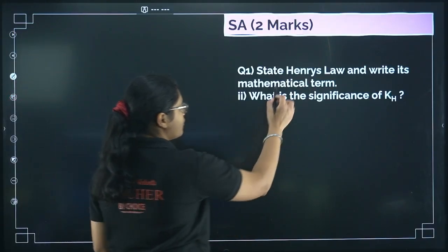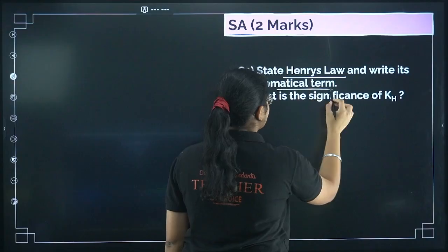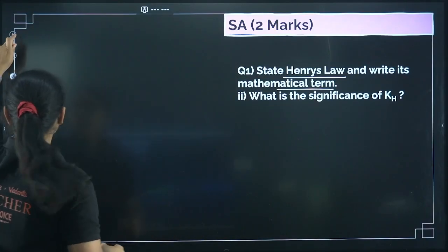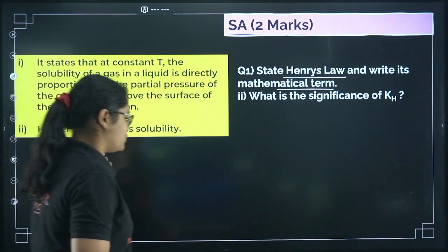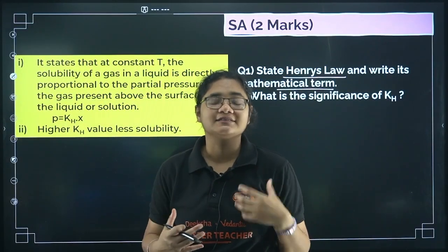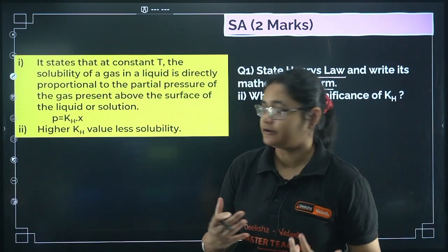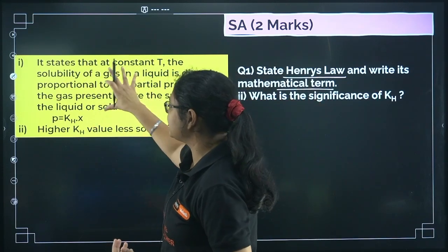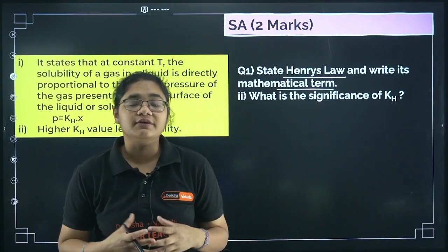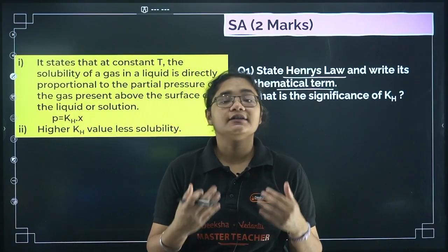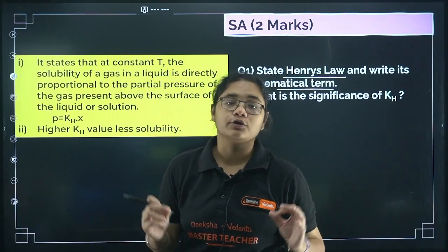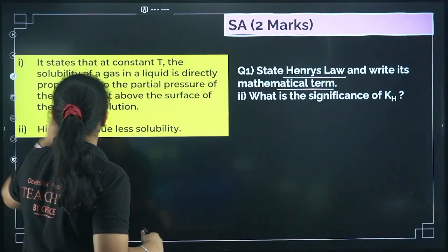First of all, you should know what Henry's law is, how to write its mathematical form, and what the significance of Henry's law is. I have given the answer. Henry's law tells you that the solubility of a gas is directly proportional to the pressure over it. This is the definition. You have to mention the mathematical formula, and then the significance of Henry's constant: when Henry's constant is more, the solubility will be less. Please prepare this question.